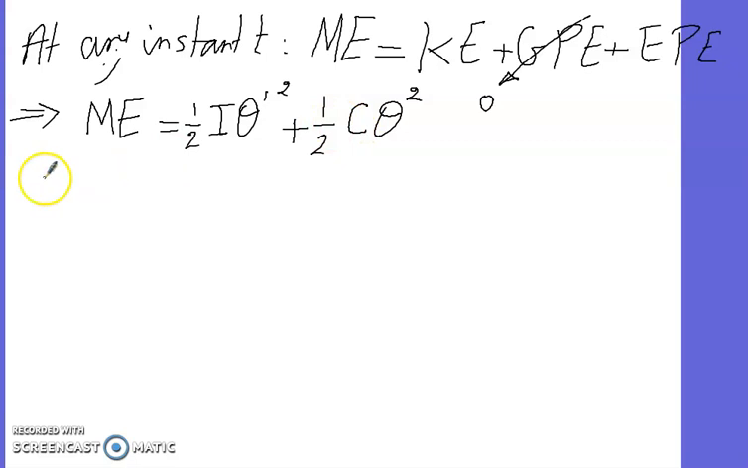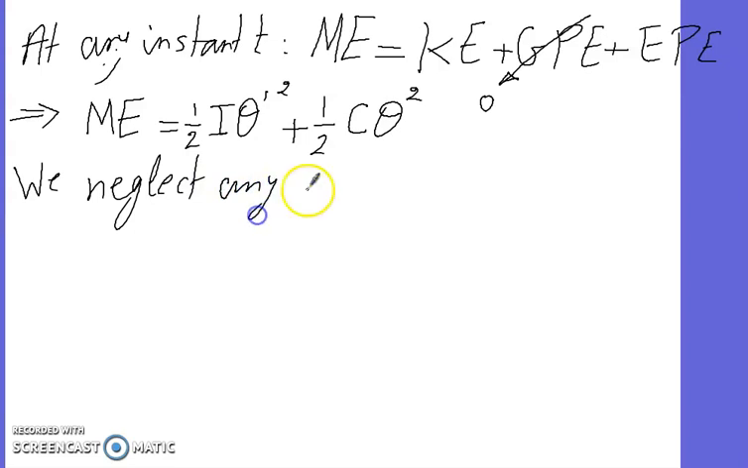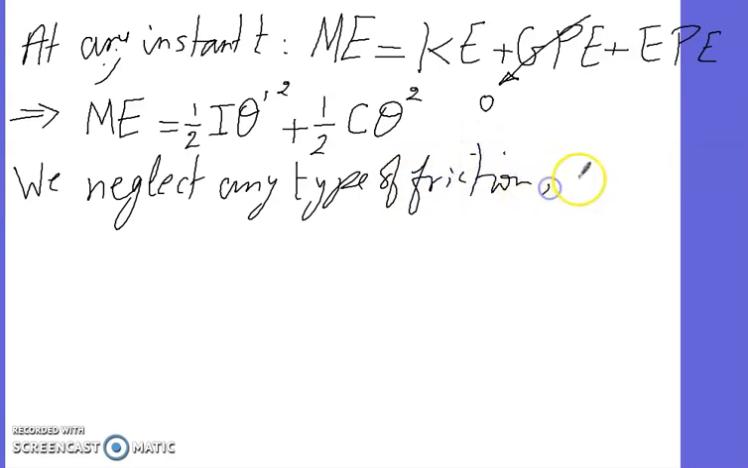Clear? Now here we neglected any type of friction. We neglect, in the ideal case, any type of friction. What does this mean? Mechanical energy is conserved, right?